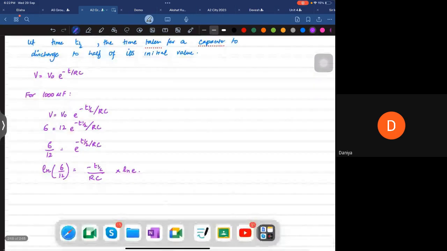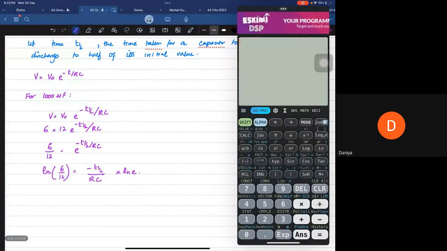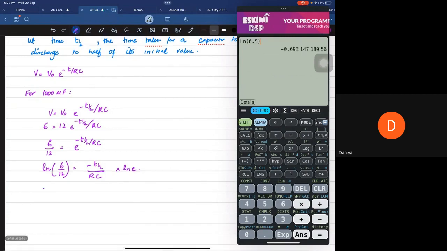Now let's find the value of this. ln 0.5 is going to give me minus 0.693, equal to minus T half over RC. Now R is 1500 because that's the value of the resistor, and the capacitance is 1000 times 10 raised to minus 6 because it's 1000 microfarad. The minus signs will cancel out.